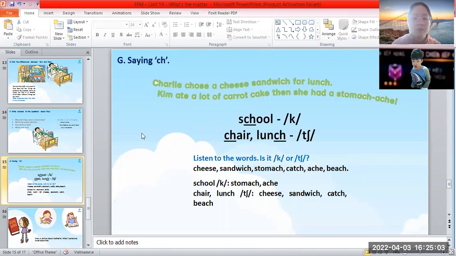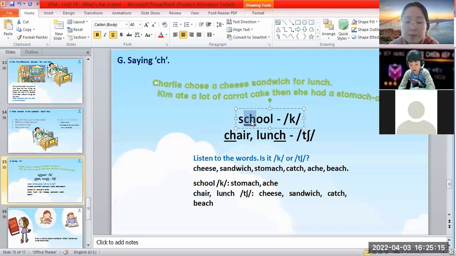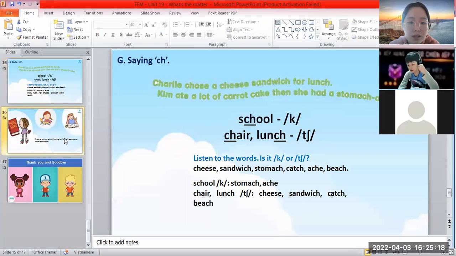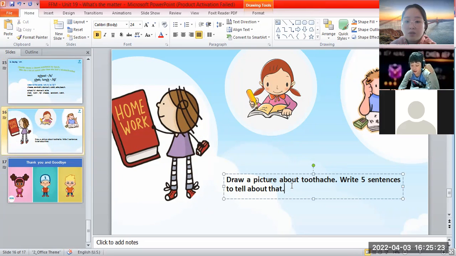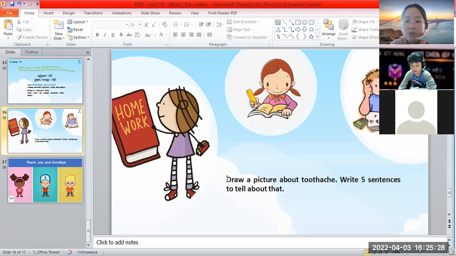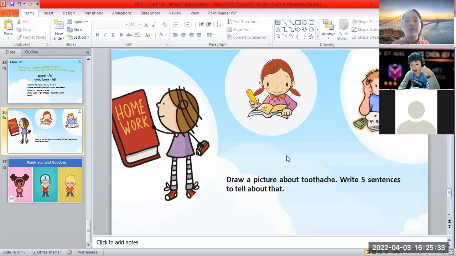Okay. So I'll finish with the saying ch sound. So we have two kinds of words here that we have to remember and consider. Okay, so this is the homework for you. The homework is drawing a picture. Draw a picture about two snakes. Write five sentences to tell about that.